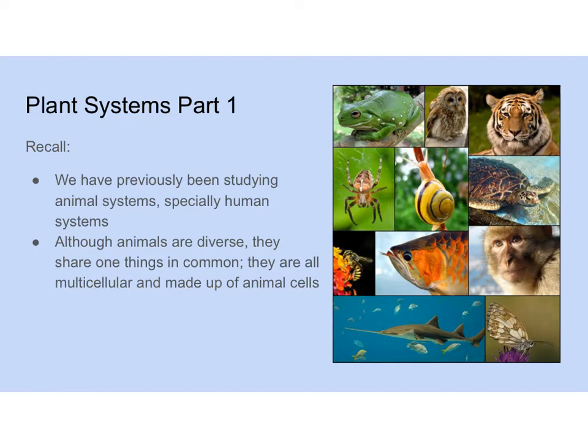So if you look over here at my picture, I have a variety of different animals. Now, they're not all represented. We have to remember also that we have worms and corals and all kinds of different things that are animals. And they all share one thing in common. One is that they're all multicellular. There's not a single animal that's not multicellular. So they all have to be composed of a bunch of cells altogether. And the other thing they all share in common is they're all composed of animal cells.